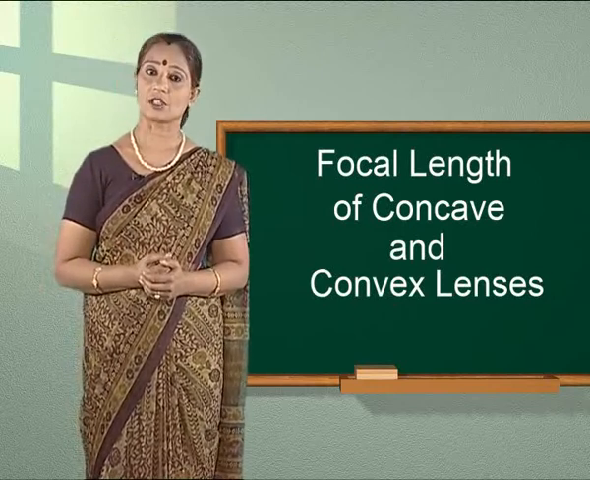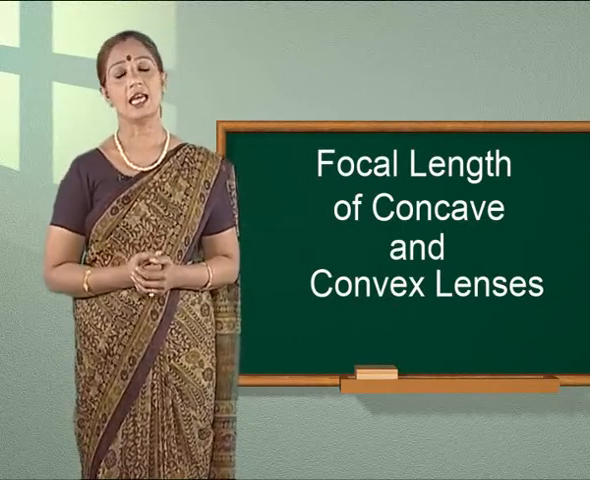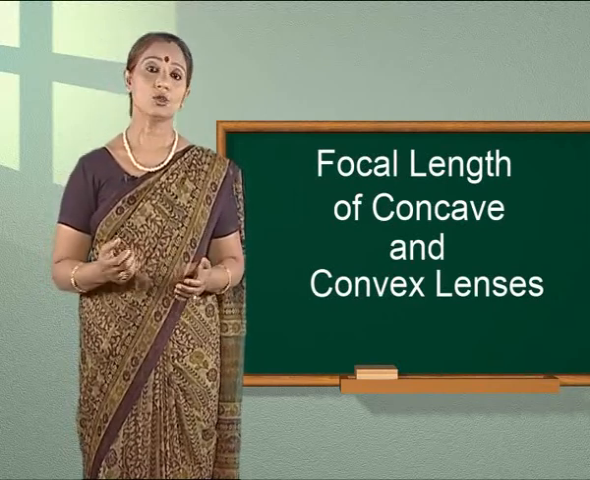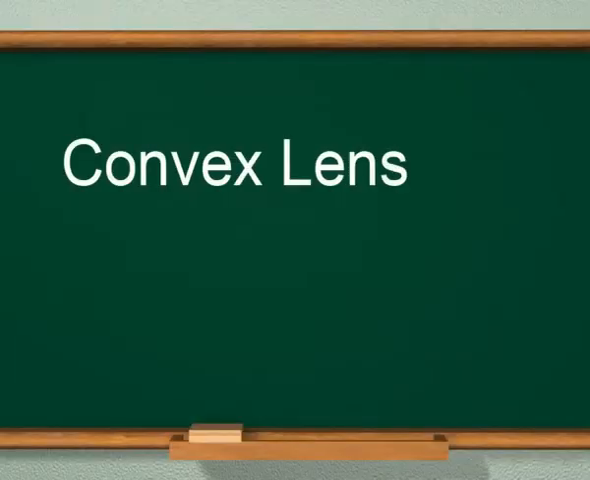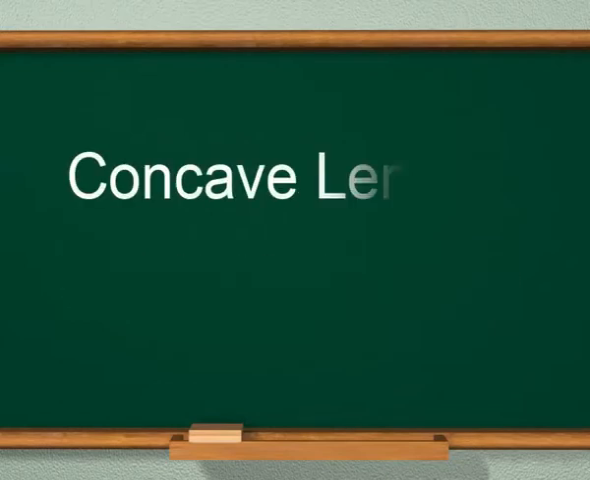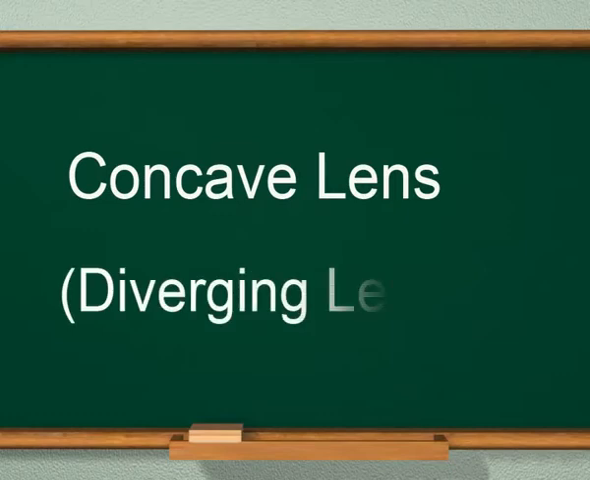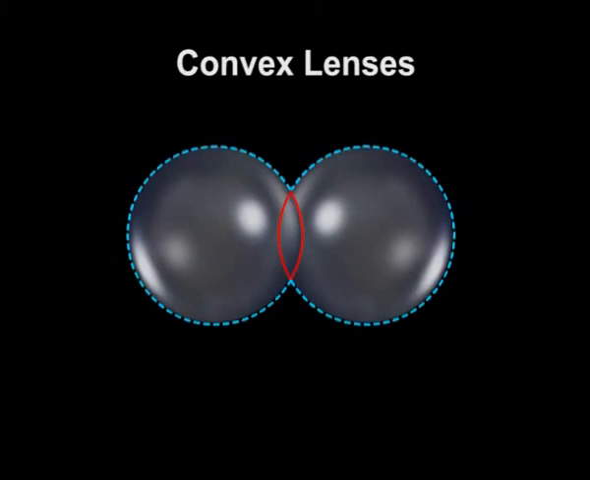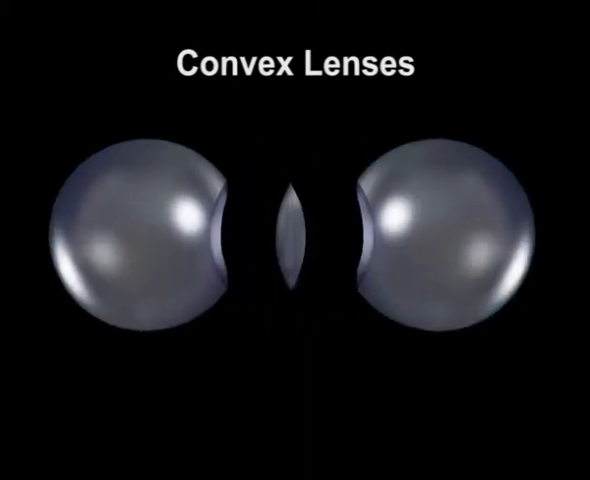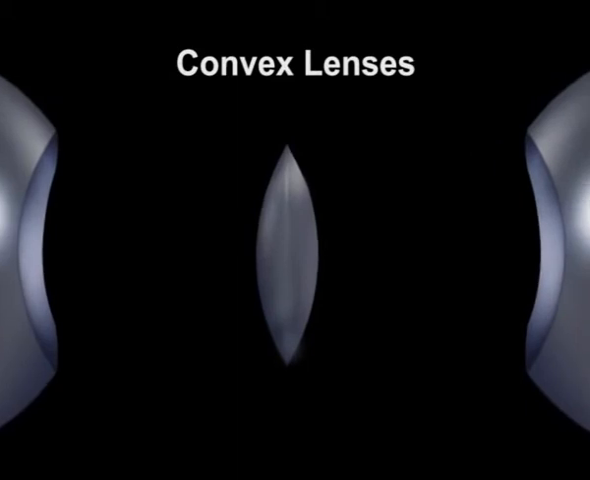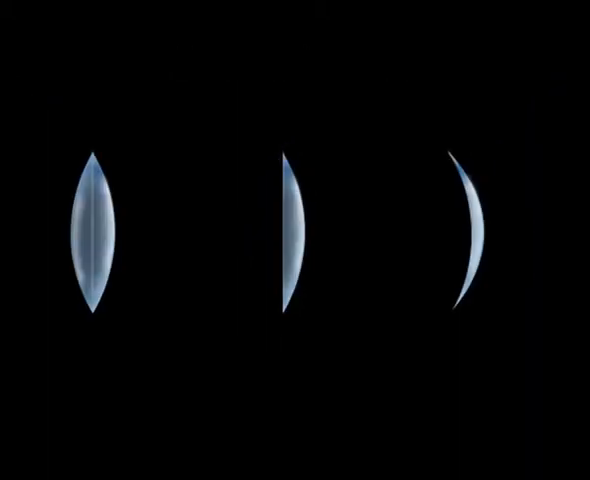There are two types of spherical lens: convex lens or converging lens, and concave lens or diverging lens. Convex or converging lenses are thicker in the middle and thinner at the edges. However, there are three types of convex lenses.